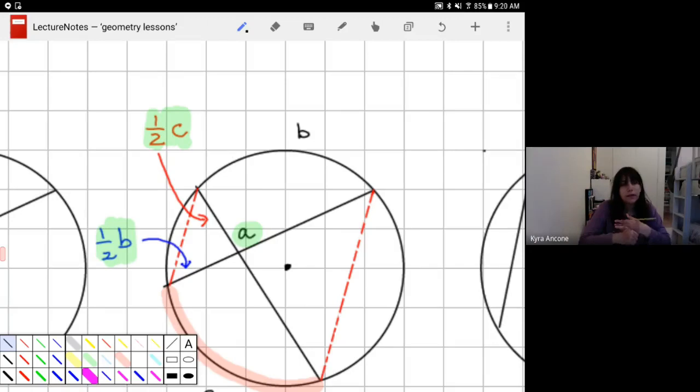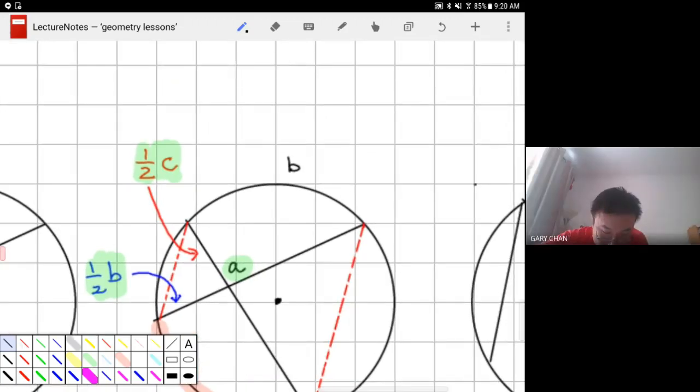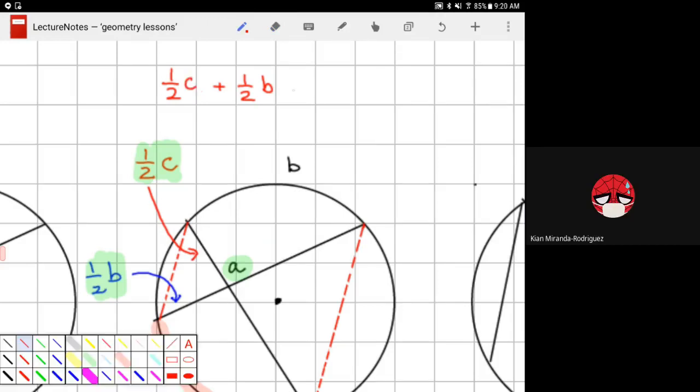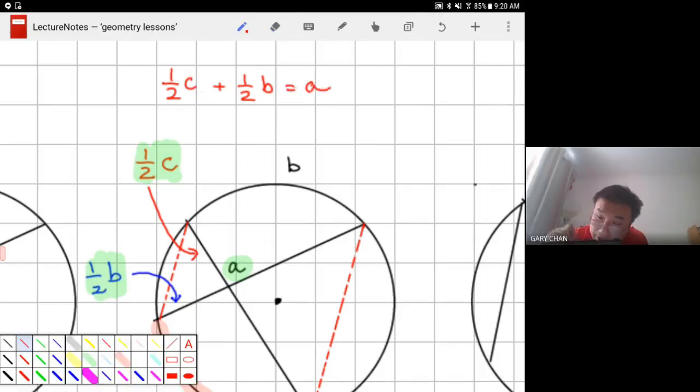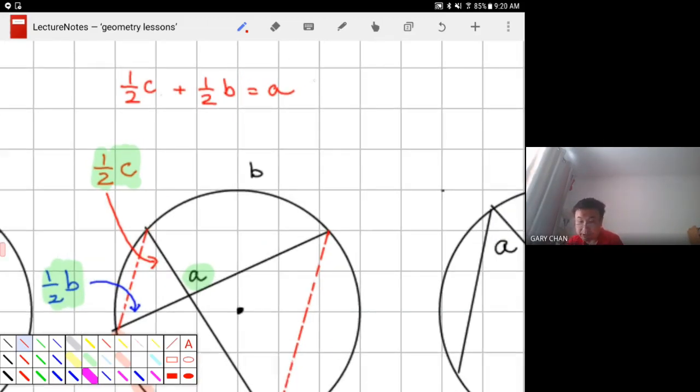1/2 of B plus 1/2 of C equals A. I love that. You are so good, Kira. So again, 1/2 of A plus 1/2 of B is 1/2 of C plus 1/2 of B is equal to A. And we're almost there, okay? Because the start of this was we're trying to figure out a relationship between A, B, and C, right?